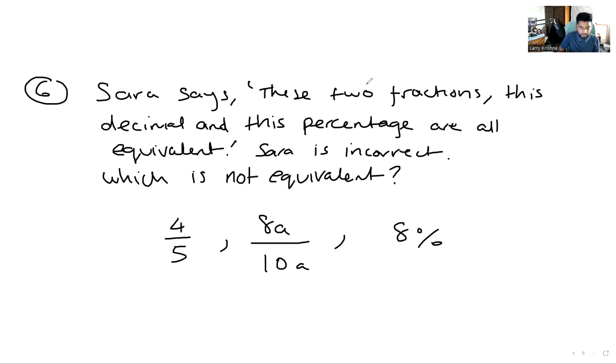So let's start by maybe getting the keywords out. The word not. This is very important. So two of them are the same, and one of them is the odd one out, basically. Let's go to another slide here, and let's put these on a new screen. So we have 4 over 5, 8 over 10, and 8%. So we're going to have 4 over 5, 8a over 10a, and 8%.